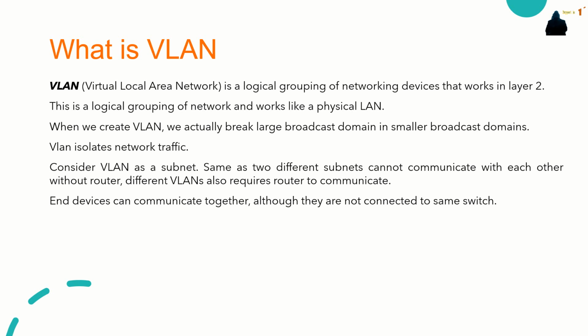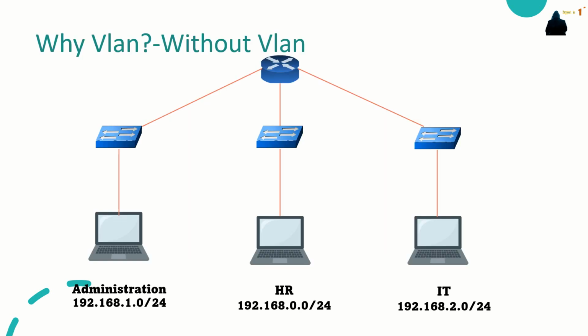But if you enable and configure VLANs in the switch, you can establish connection between different subnets and different network addresses. In this situation, end devices can communicate together, even though they are not connected to the same switch. They are not in the same network, the same subnet, I mean. And this is what a VLAN can create for us.